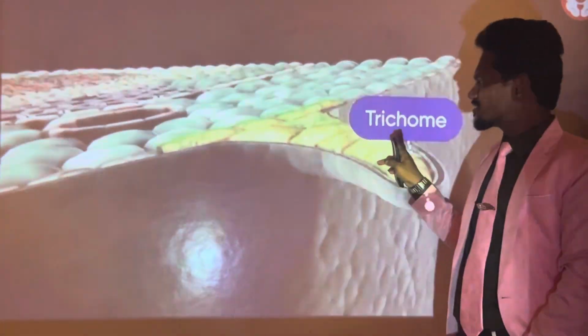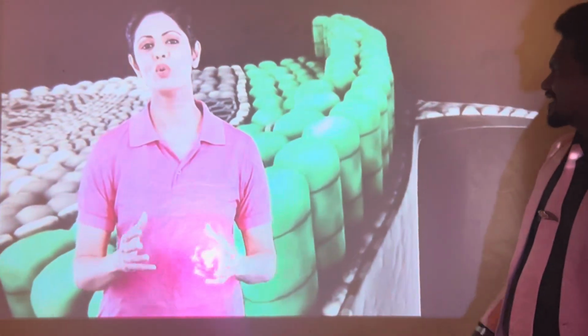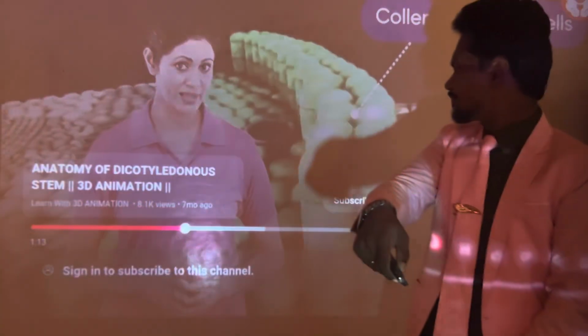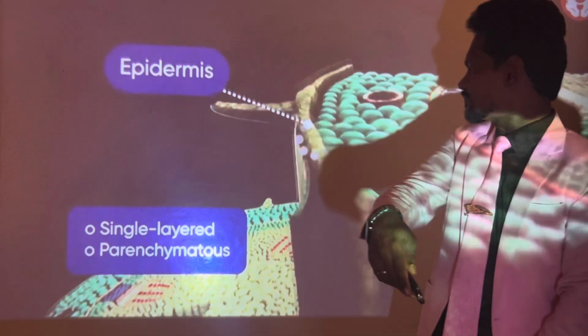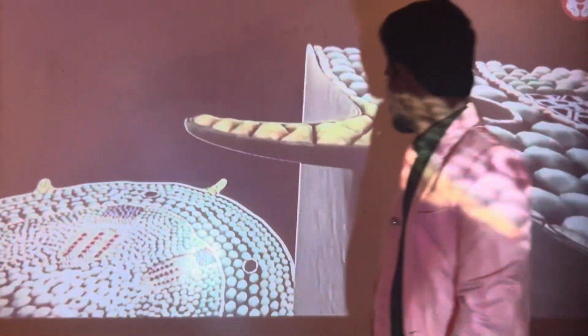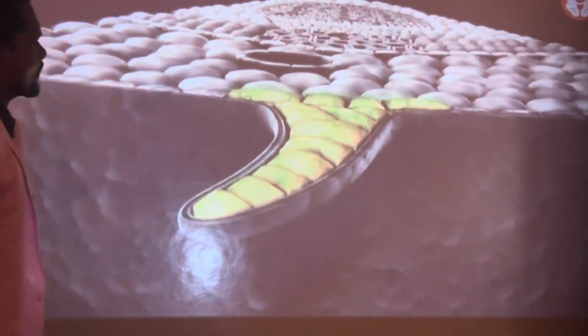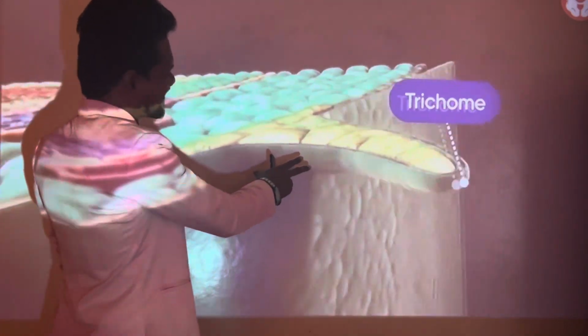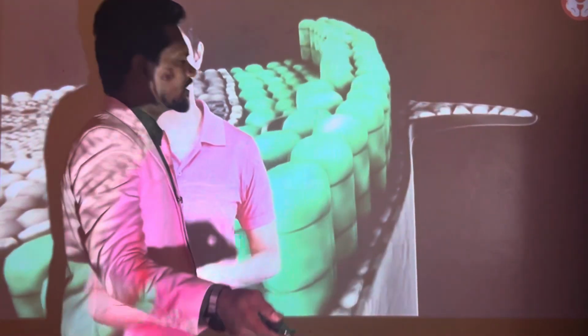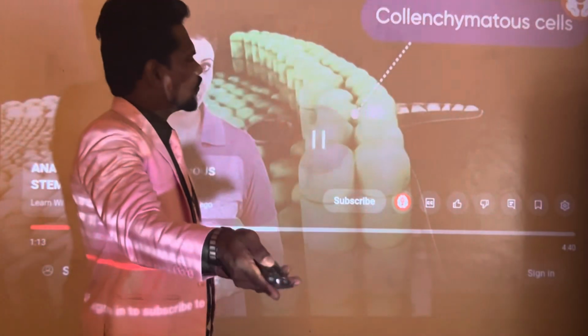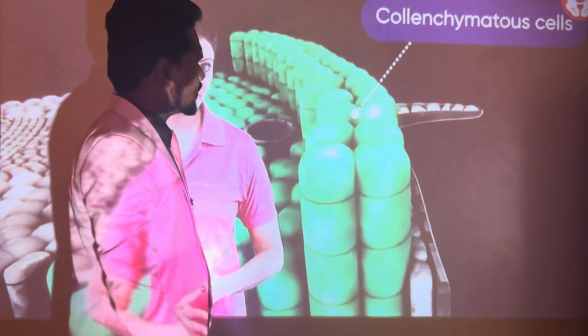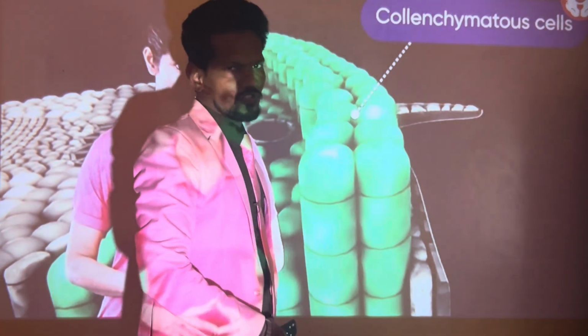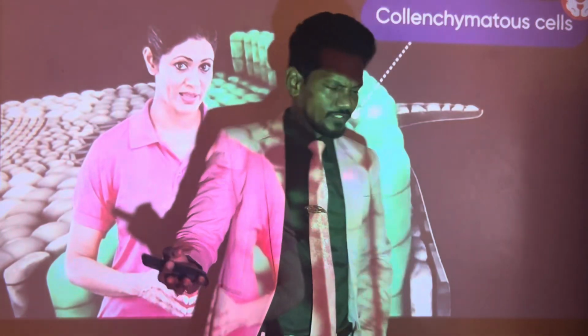Yeah, this is known as a trichome. So, multicellular arrangement. Epidermal growth, this also helps in the prevention of loss of water. Then cortex. Coming to cortex, same like in root.